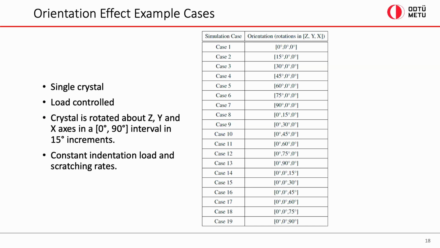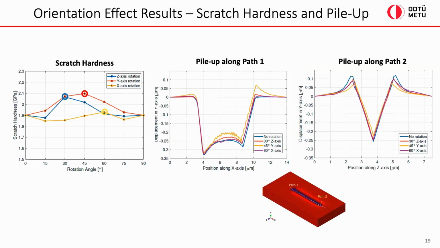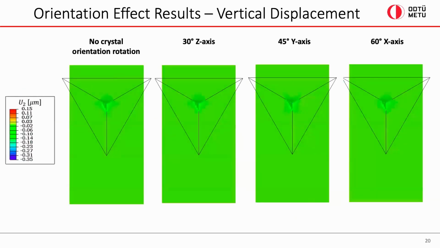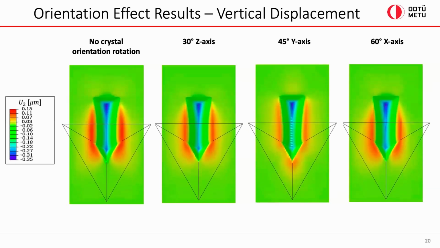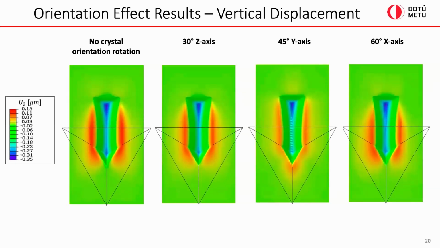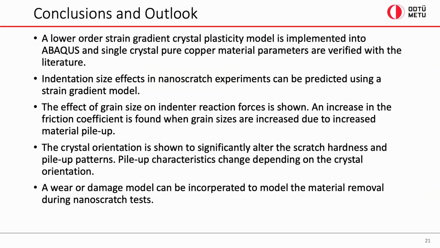And finally, when we examine the orientation effects, we can see that at specific orientations, the scratch hardness of the material is increased, and the pile-up behavior of the material changes when we orient the crystals in these three axes by specified magnitudes of degrees. At non-crystal orientation, the material piles up around the indenter, whereas at a rotation around the y-axis, the material piles up in front of the indenter. Sorry, I can't go over these enough.